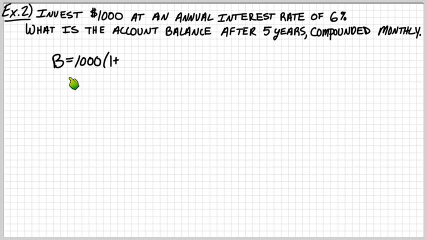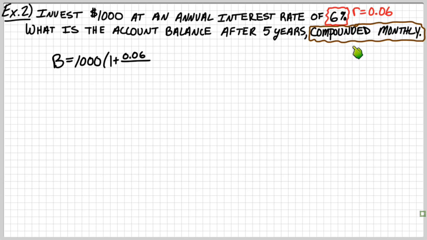The account balance, the starting amount, the initial investment was $1,000, so 1 plus, and then R in this case, the nominal rate we're given here is 6%, so that's 0.06. It's compounded monthly, so that would mean N equals 12 times. And then for 5 years, if it's compounded monthly, that should be a total of 60 times it gets compounded, because 5 times 12, that gives you 60.